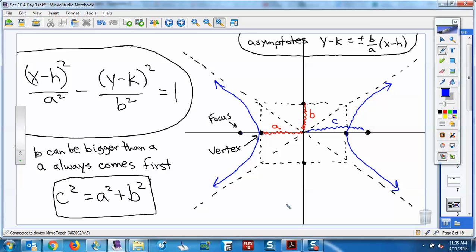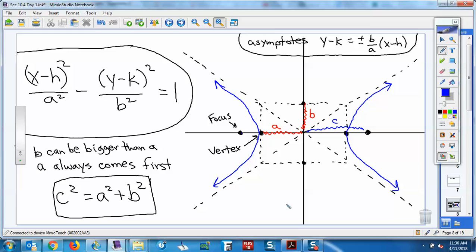Okay, the vertex is that point. Since this hyperbola equation had the x first, the hyperbola wraps around the x-axis. It's horizontal. And that's because we went horizontally with our A. We went in the x direction with our A. And the hyperbola is always going to wrap around A and C, the focus. Okay?